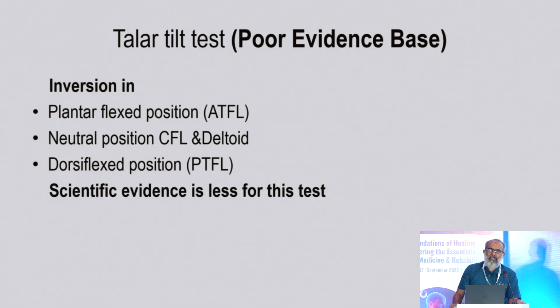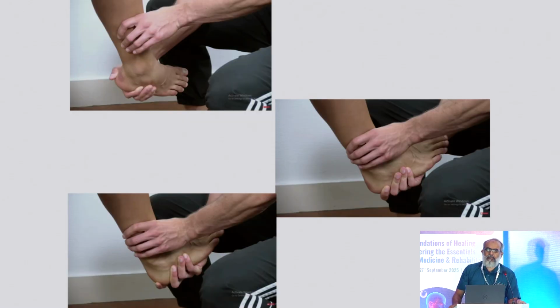And then the talar tilt test. What is the talar tilt test? It's basically inversion. You stabilize the leg and you try to invert. So when there is no good ligamentous support on the lateral side, the ankle tries to get more inverted. So this is basically a comparison test.